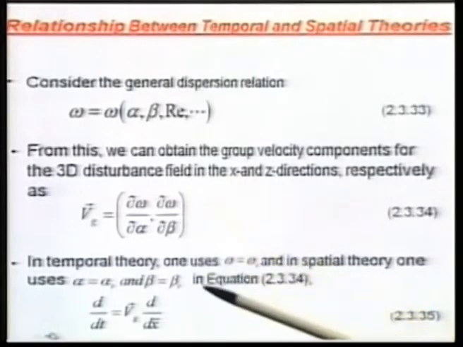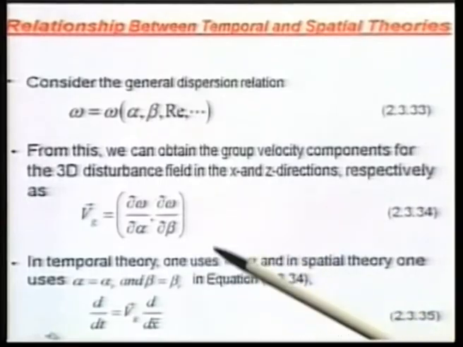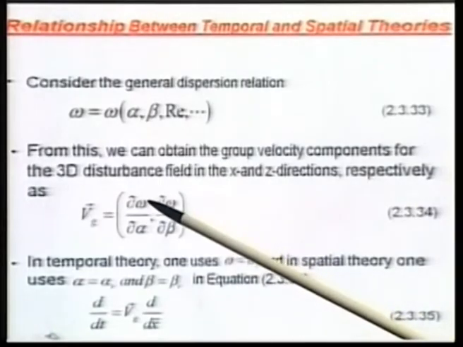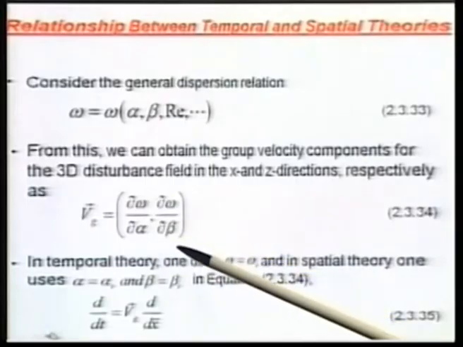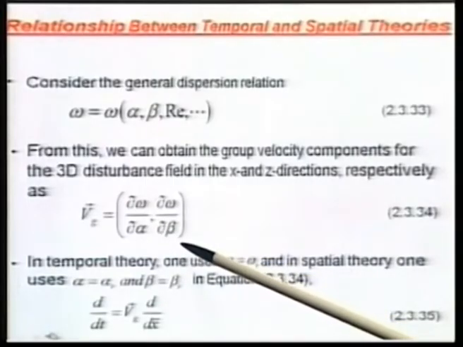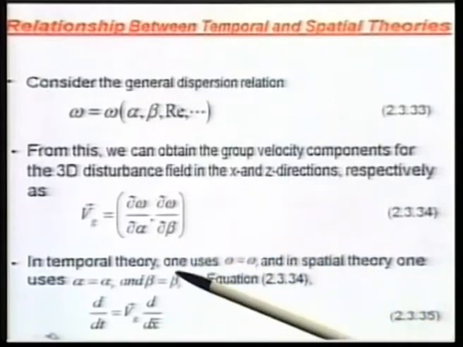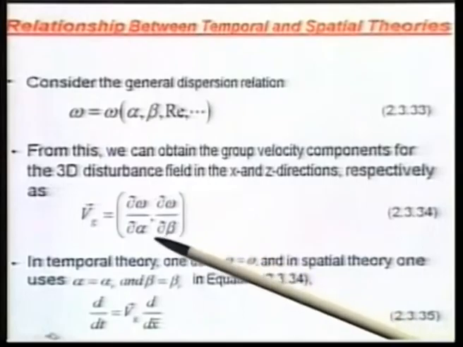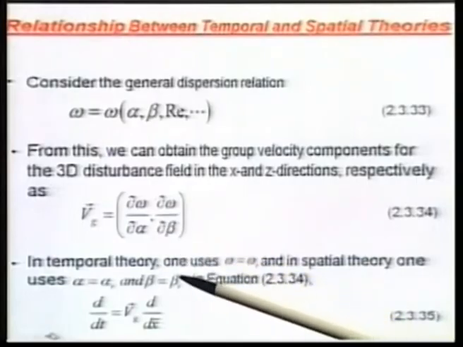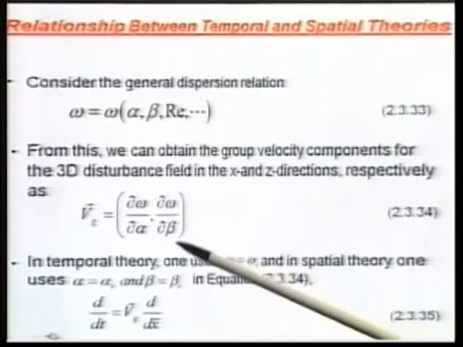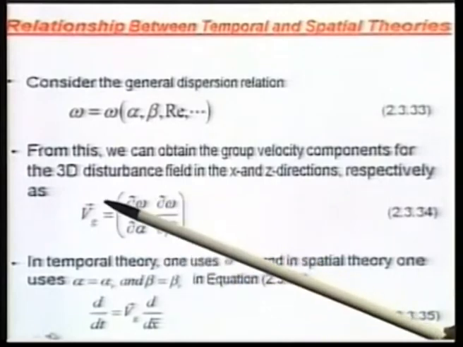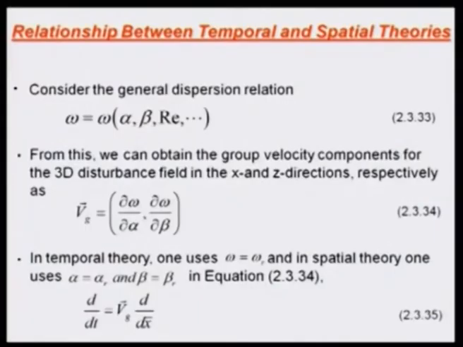Omega is already real, and so in temporal theory, you take the real part of omega and differentiate it with respect to given alpha and beta, which are real. So, that is unambiguous. Now, in the spatial theory, omega is real, but you do have combinations of alpha r and beta r, and if you differentiate them, you get the corresponding group velocities. So, different alpha r, different beta r will go in different directions defined by the group velocity.